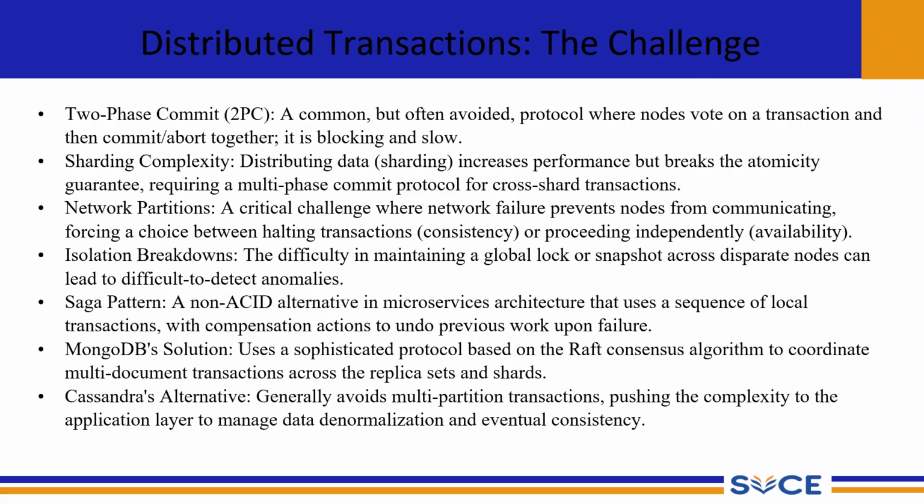Network partition, a very critical challenge, where network failure prevents the nodes from communicating. Isolation breakdown: difficulty in maintaining a global lock or a snapshot across disparate nodes leads to anomalies that are difficult to detect. Saga pattern, a non-ACID alternative in microservice architecture, uses a sequence of local transactions with compensation actions to undo the previous work upon failure. MongoDB's solution uses a sophisticated protocol based on a Raft consensus algorithm to coordinate the multi-document transaction across the replica sets and shards.